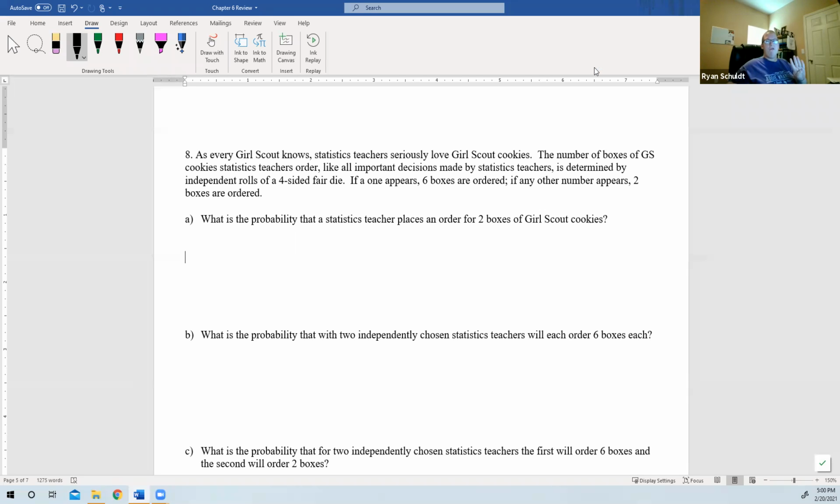A 4-sided die. If a 1 appears, then we order 6 boxes. If any other number appears, we only order 2 boxes. What's the probability that a teacher places an order for 2 boxes of Girl Scout cookies?